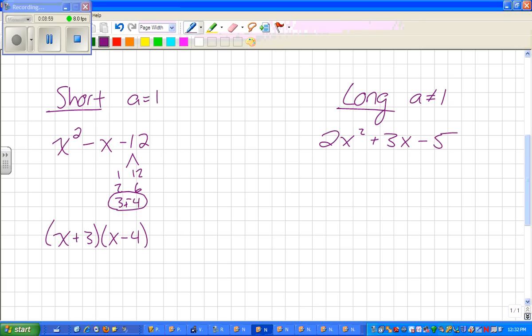Now in the long method, I'm going to move this down a little bit. I want to have some more space. That looks much better. In the long method, because you have this 2 here, there's a system to it. It just takes some getting used to. You have to do it a number of times, but you're going to do 2 multiplied by negative 5, which is negative 10. You want to find the factors of negative 10 that add up to 3. Just to save time, 5 and negative 2. When I multiply these, I get negative 10. When I add these, I get a positive 3. So that works out. The long method is also called splitting the middle term.